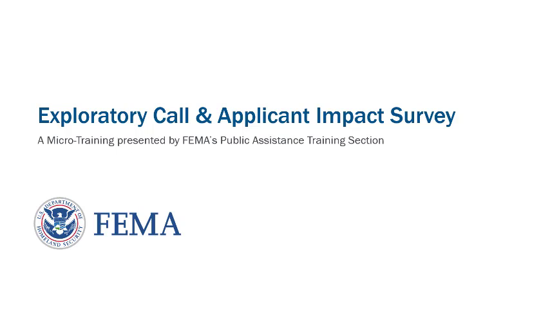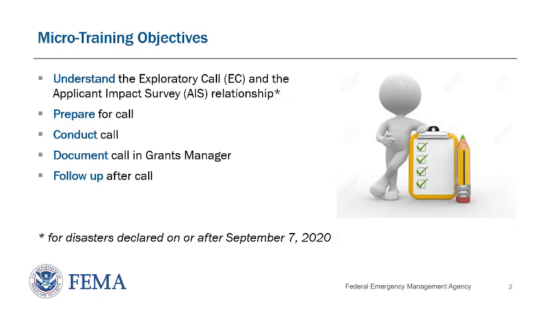More information is available in the Exploratory Call Guide and Checklist that was published in October of 2020. This microtraining focuses on the new process for disasters declared after September 7th. It is geared towards the Program Delivery Manager role, but the information is useful for anyone working within FEMA's Public Assistance Program.